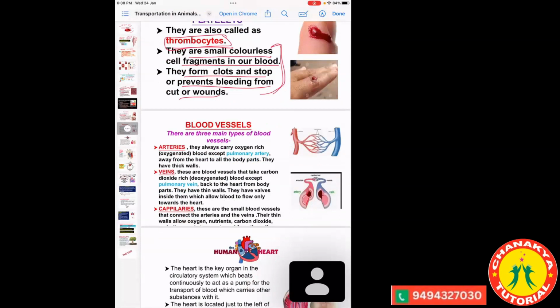So that's about the components of the blood. Now coming to the next topic, which is the blood vessels. Vessels means utensils, right? In our home, we have different types of vessels.